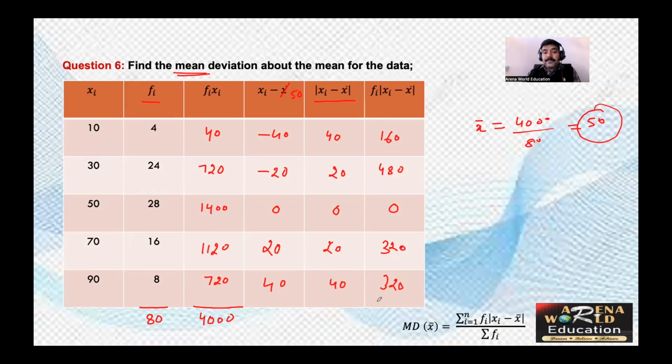Now what is the sum? It is 1280. And what is the final result? Yes, mean deviation about the mean is 1280 divided by what? 80. That will be equal to, yes, 16. And 16 is the required mean deviation about the mean for this data. Is it clear or not? I hope everybody is clear about this question.